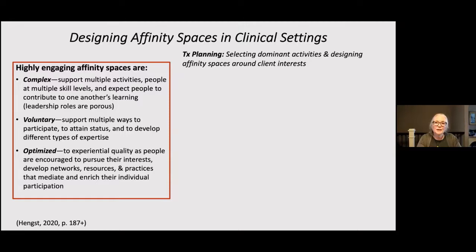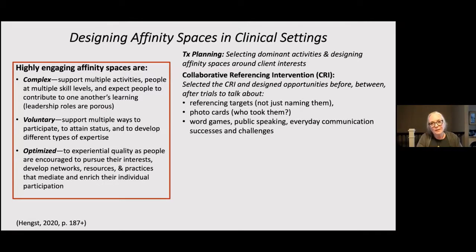So in treatment planning, we need to be thinking about selecting both dominant activities and designing affinity spaces around clients' interests. Just as an example, with the collaborative referencing intervention, we selected the CRI and designed opportunities before, between, and after trials for Dave to talk with all of us about the referencing targets, not just by naming them, but about the photo cards, like who took them, and sometimes critiquing the quality of the photos, and about word games in general, public speaking, everyday communicative successes and challenges.